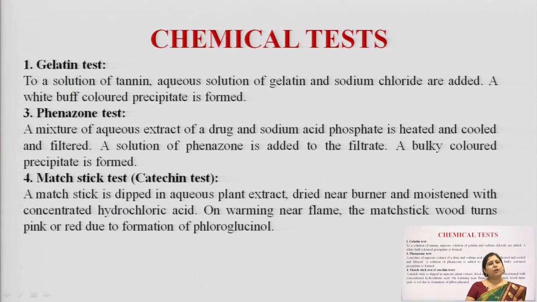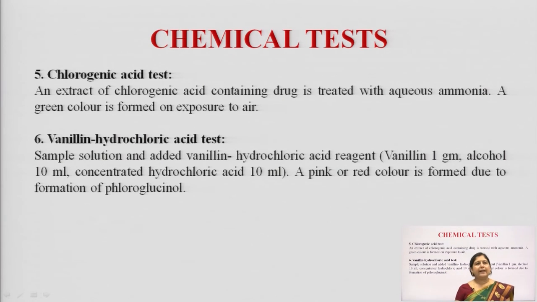In the matchstick test or catechin test, we dip a matchstick in the aqueous plant extract, dry it near the burner and moisten it with HCl. On warming it again, the matchstick wood will turn pink red due to the formation of phloroglucinol. In the chlorogenic acid test, we take the extract of chlorogenic acid, which is generally found in cloves or in green coffees, and we add aqueous ammonia. A green color is formed on exposure to the air.